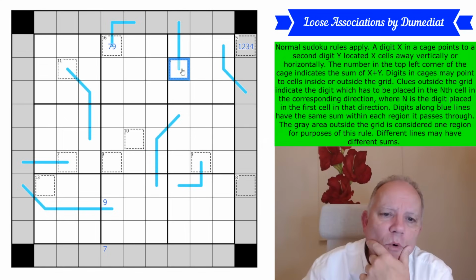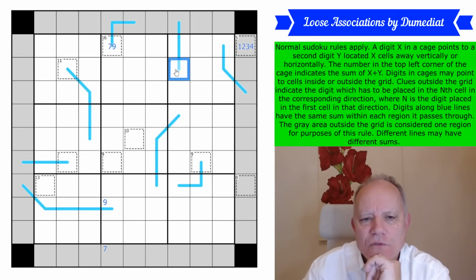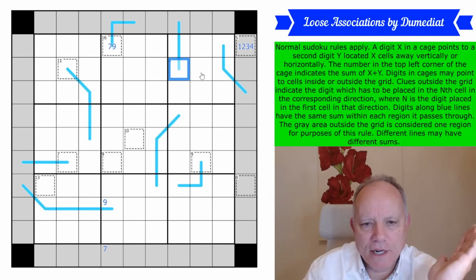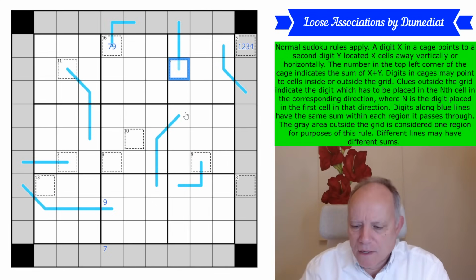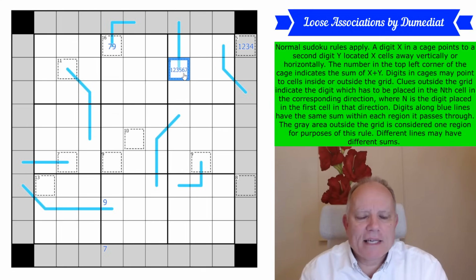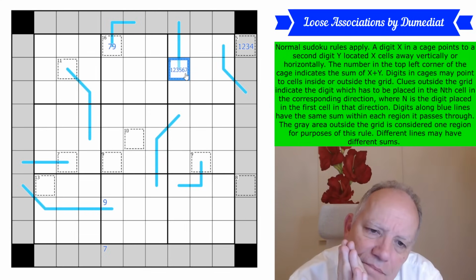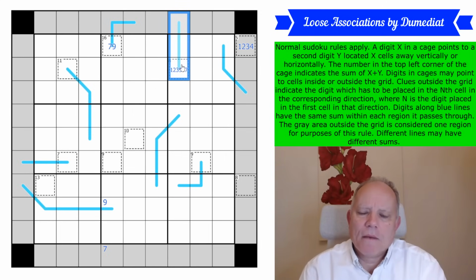I mean, I could fill in all the candidates for this. Is 4 a candidate? No. Because 4 would have to place a 4 cells away in the same column or row, and that would have to be outside the grid, and this doesn't reach exactly 4 cells out to outside the grid. So, I mean, I could easily candidate mark that, but I can't see the point. If it's a 7, you've got this blue line to worry about.